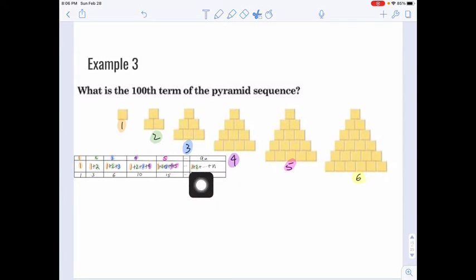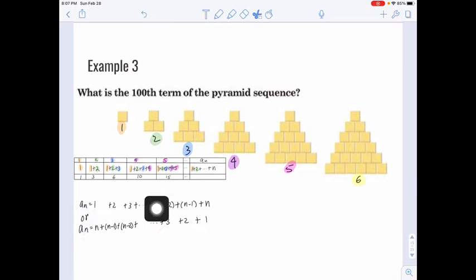So if we continue this pattern, our a sub n term will be 1 plus 2 all the way up till n. Therefore, we can write out the a sub nth term as 1 plus 2 plus 3, and so on, all the way up to n minus 2 plus n minus 1 plus n. If we write this the opposite direction, we can also say a sub n is equal to n plus n minus 1 plus n minus 2 plus all the way till we get to 3 plus 2 plus 1.